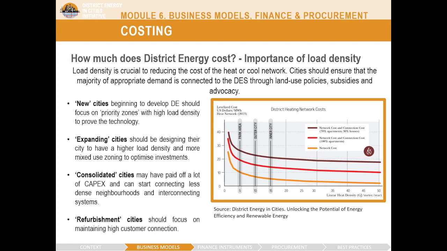Expanding cities should be designing their city to have higher load density and more mixed use zoning to optimize investments. Refinancing of systems may provide capital to rapidly expand. Consolidated cities may have paid off a lot of capex and can start connecting less dense neighborhoods, having mostly detached single family homes and interconnecting systems to achieve higher system reliability. Refurbishment cities should focus on maintaining higher customer connection to spread costs of redevelopment over more consumers.